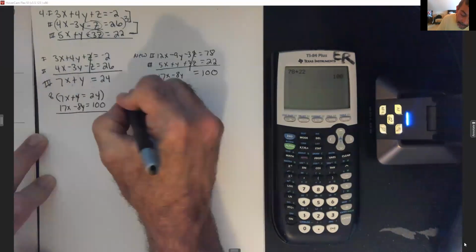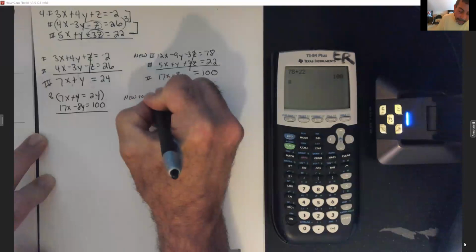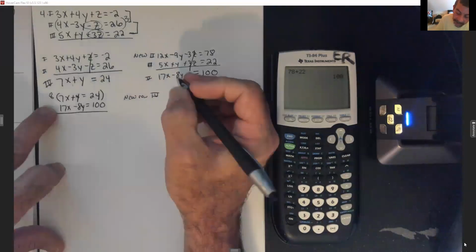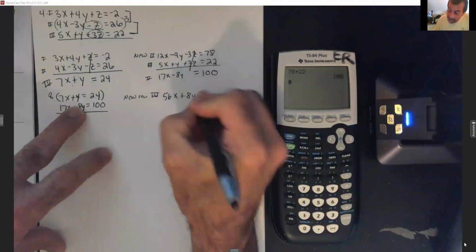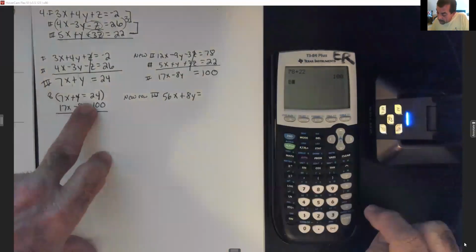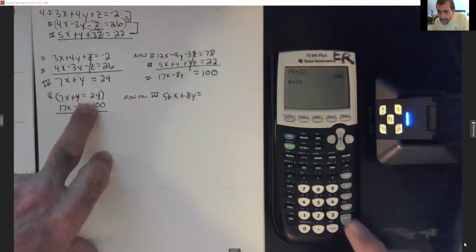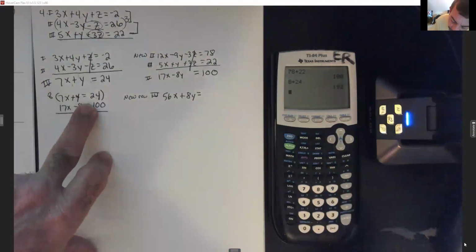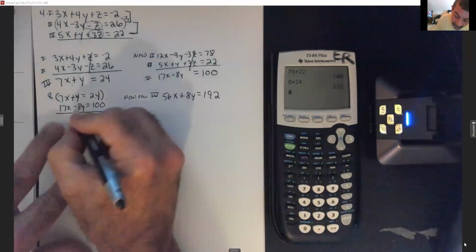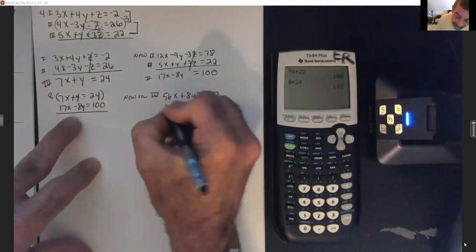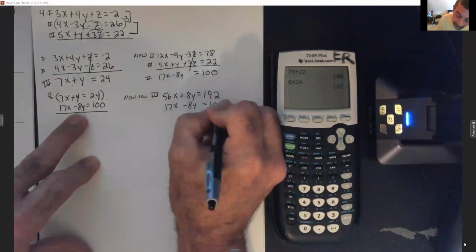So new row 4. 8 times 7 is 56x. 8 times y is an 8y. 8 times 24 is 192. Now I'm not changing row 5, so I'm going to bring it over. 17x minus 8y equals 100.